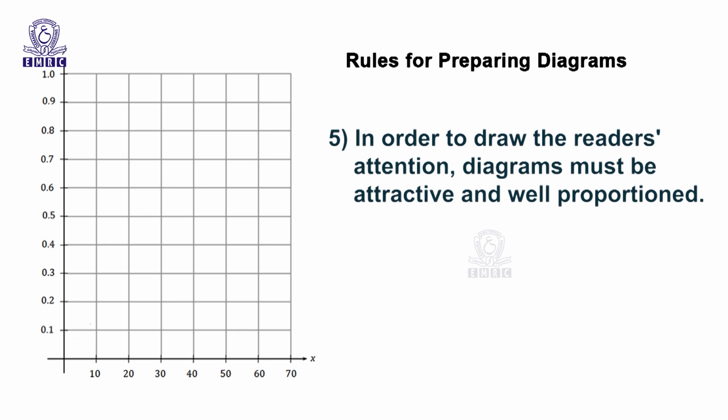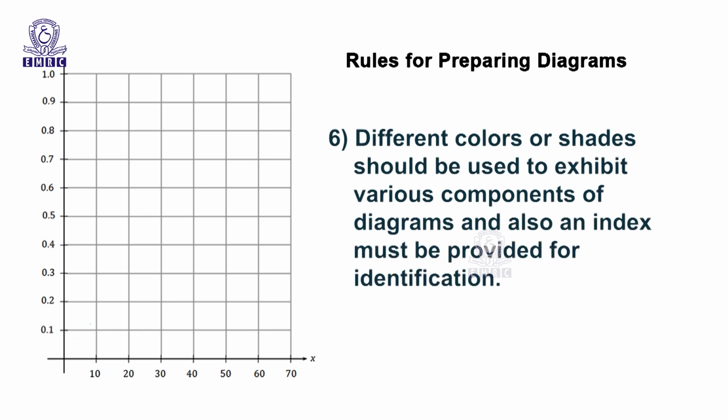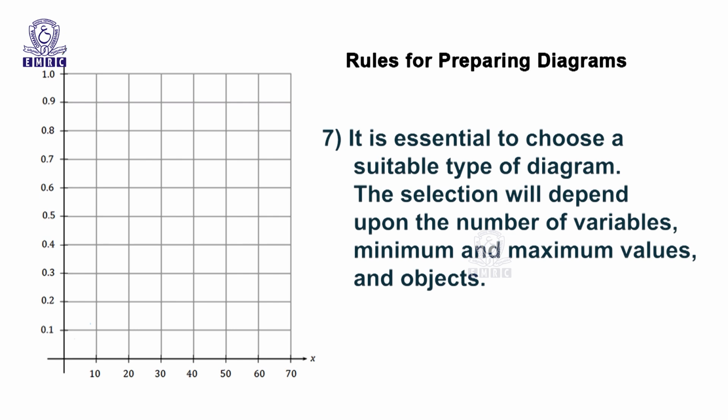5. In order to draw the reader's attention, diagrams must be attractive and well proportioned. 6. Different colors or shades should be used to exhibit the various components of diagrams, and also an index must be provided for identification. 7. It is essential to choose a suitable type of diagram. The selection will depend upon the number of variables, minimum and maximum values and objects.